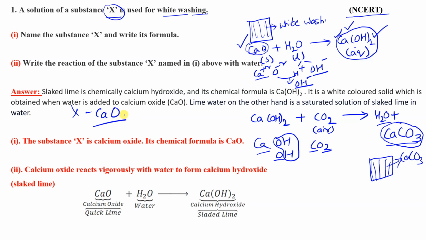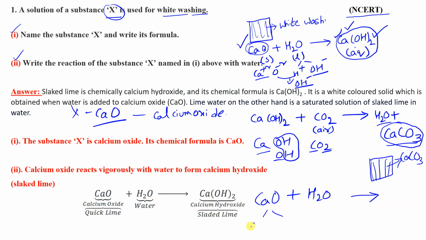So the formula is CaO, name is calcium oxide. And he is asking to write the equation. That is the answer for the first question. The second question is: write the reaction of the substance X named in question 1 above with water. That means calcium oxide with water. What is the product he is asking?